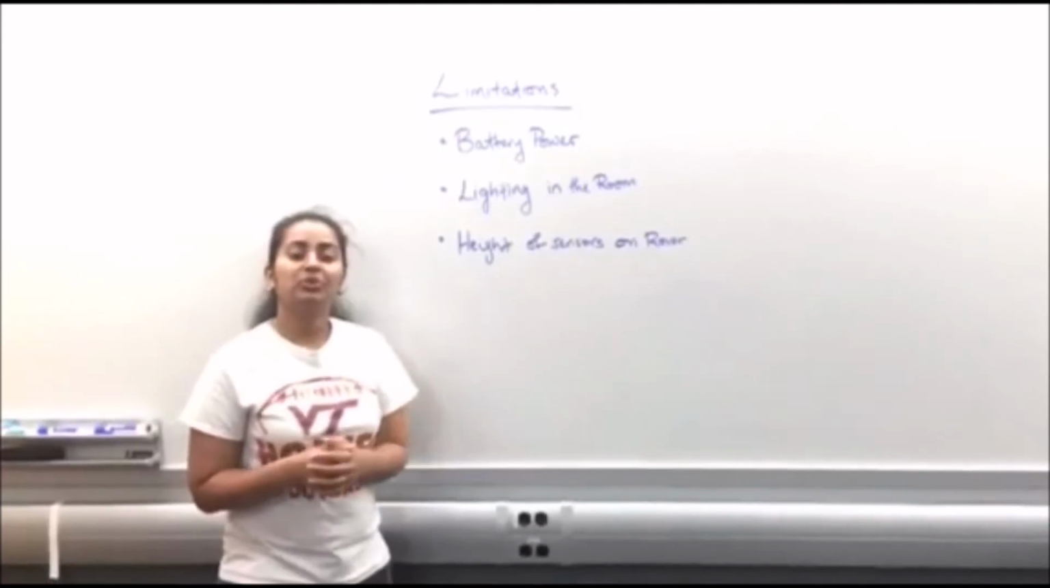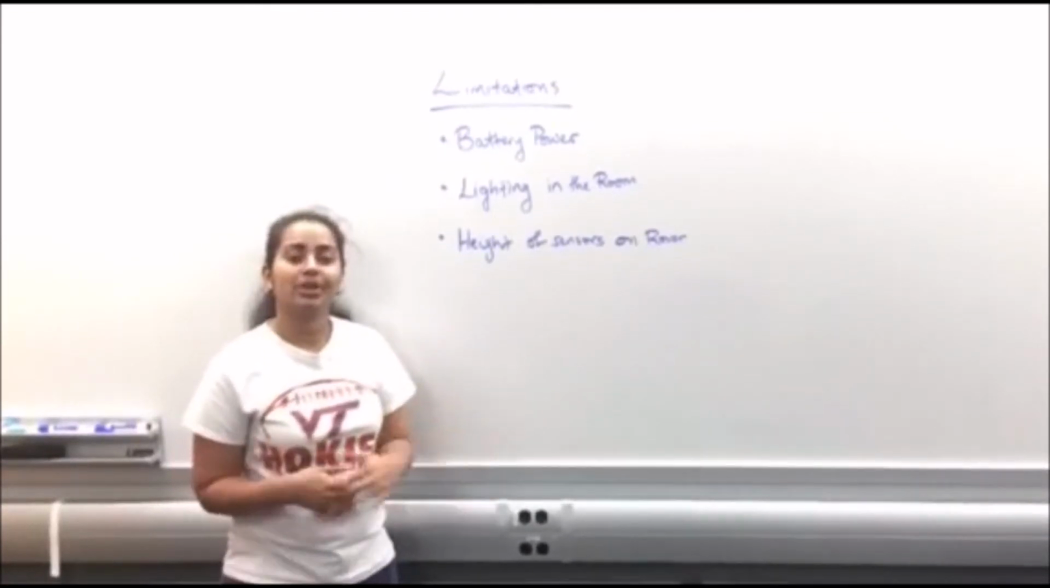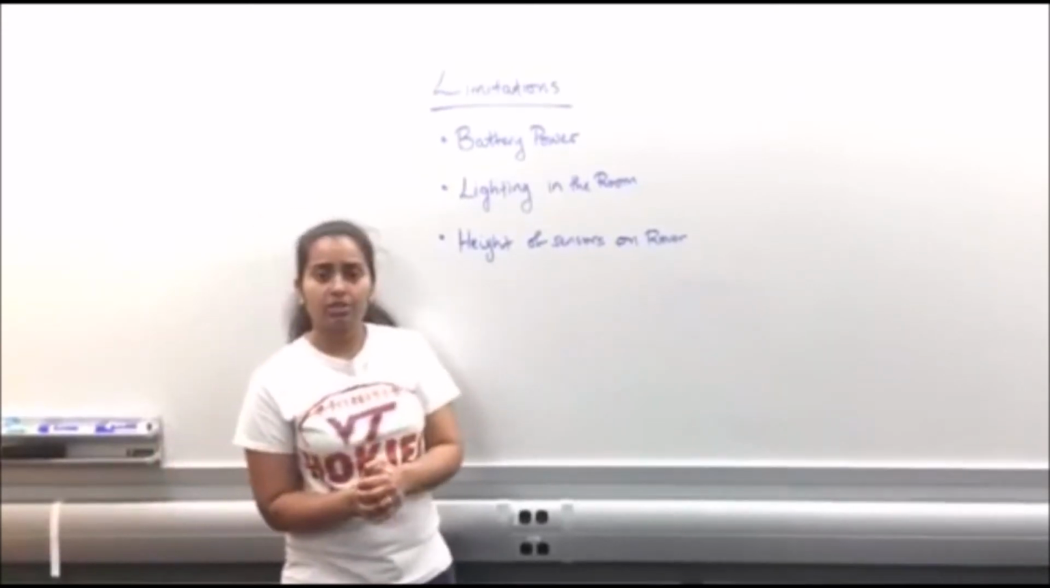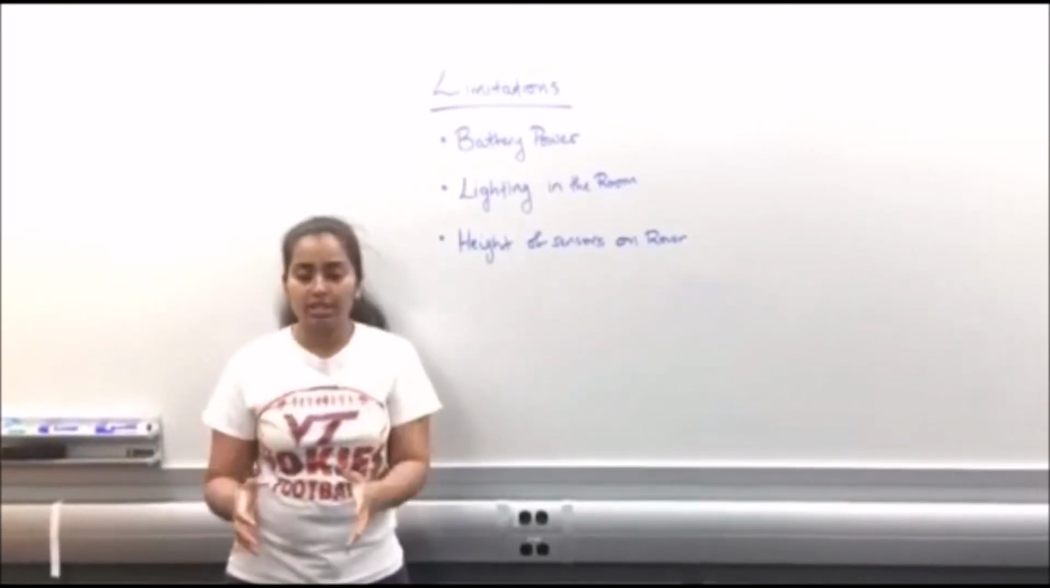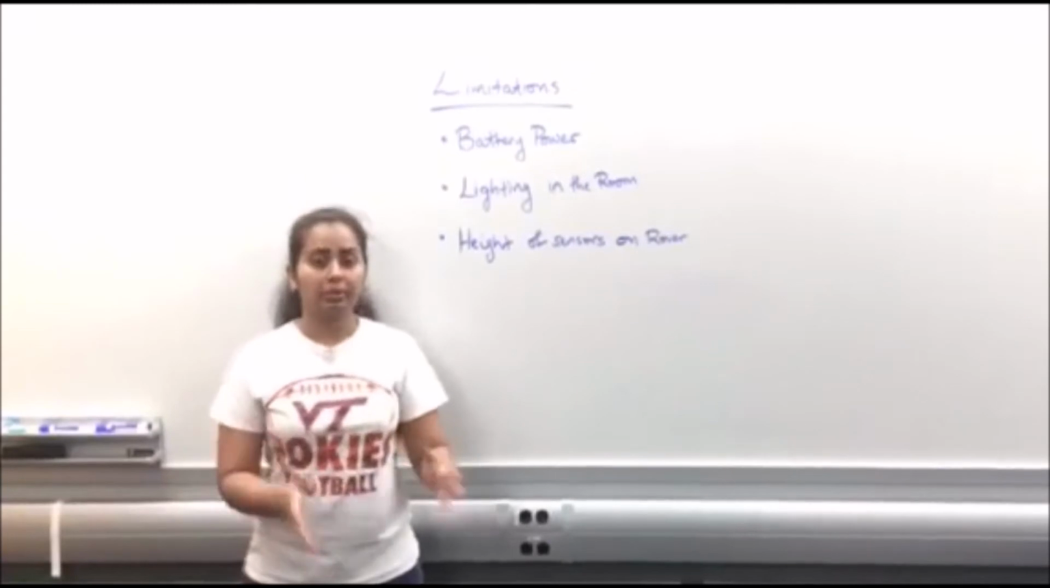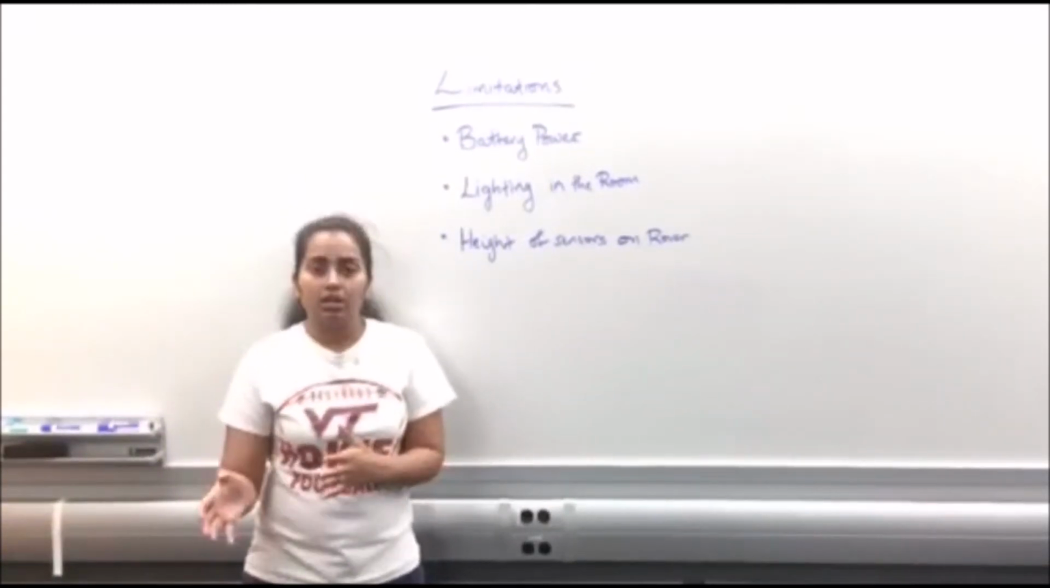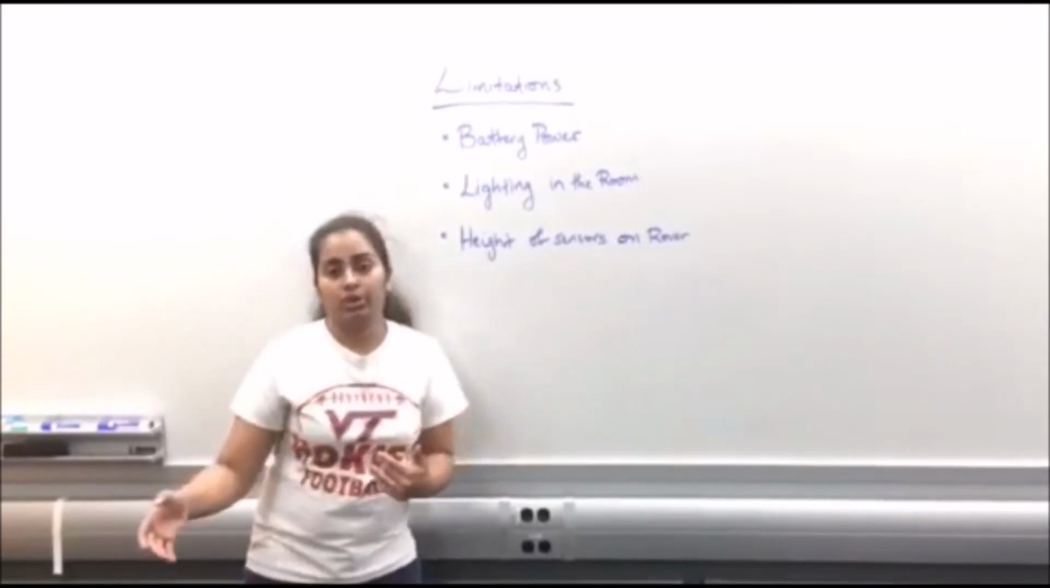We faced a couple of different limitations when it came to the sensors. The very first one was the battery power. If the battery was completely charged, the sensors could more distinctively tell the difference between white and black, whereas if the battery power was low, it couldn't tell as clearly what's black and what's white.